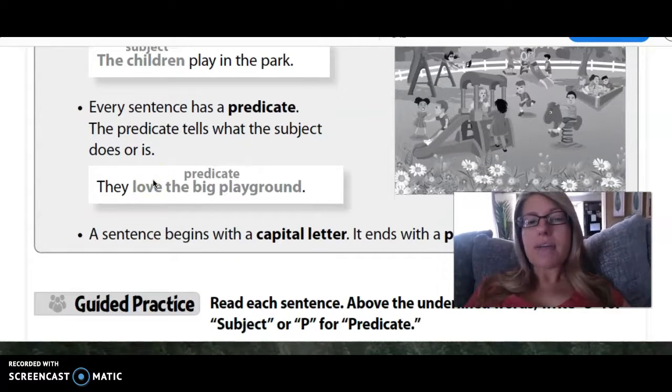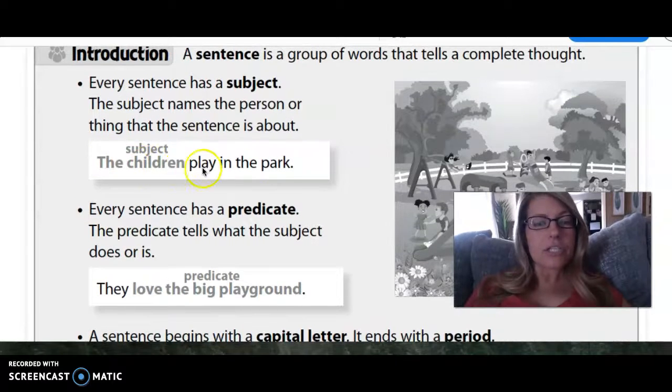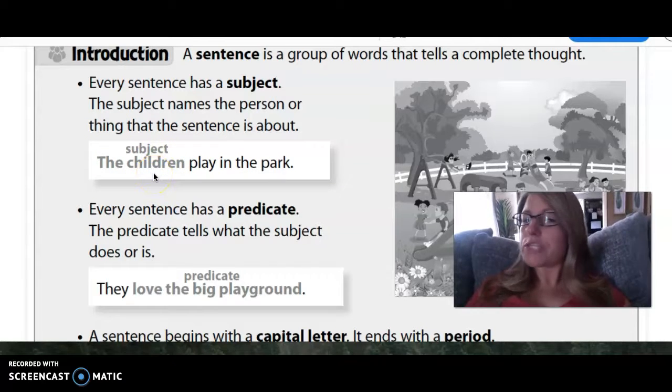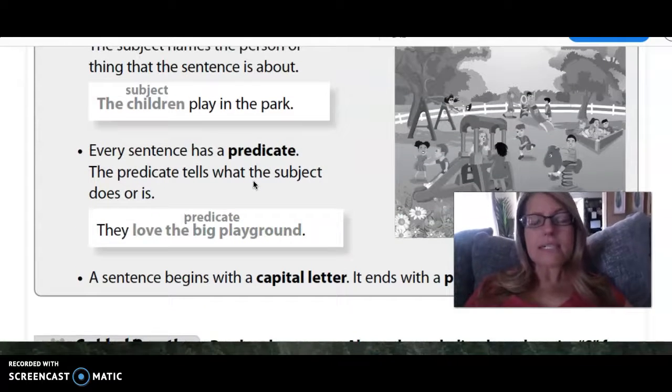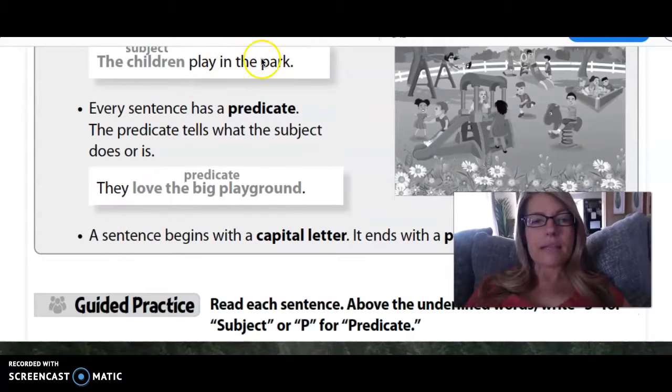Well, we also have to have something called a predicate. A predicate tells us what the subject is doing. Okay, so in the first sentence, the children play in the park. The subject, who the sentence is about, is the children. What's the predicate? What are they doing? Play in the park. They're playing in the park. That's the predicate. So every sentence has to have a subject, who the sentence is about, and a predicate that tells us what they are doing.